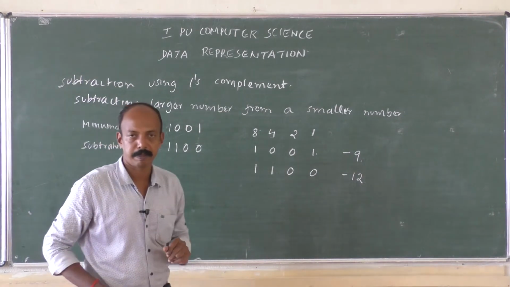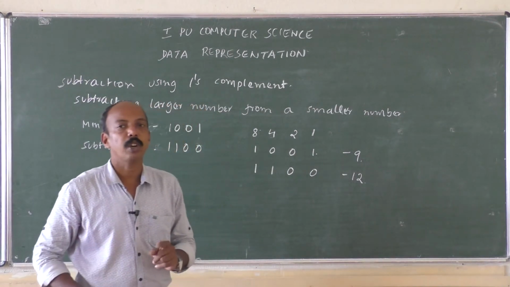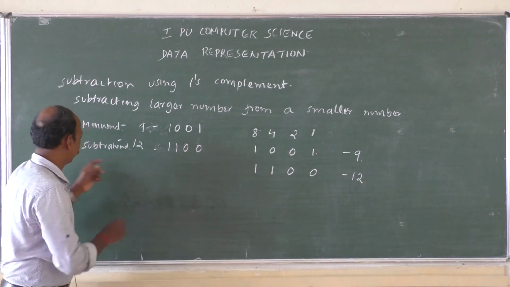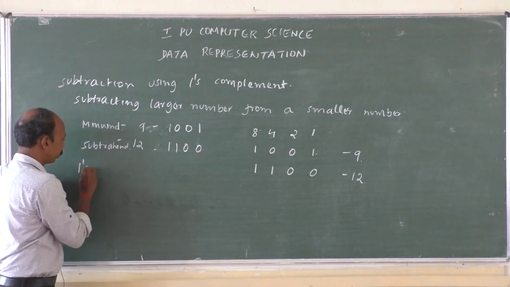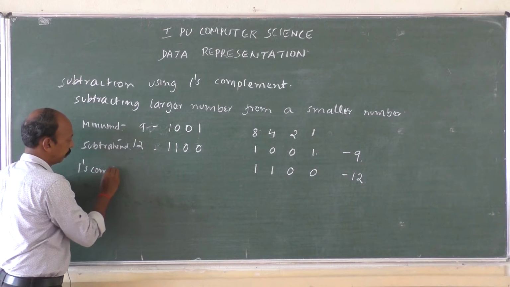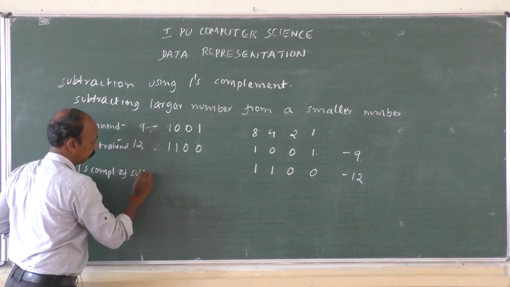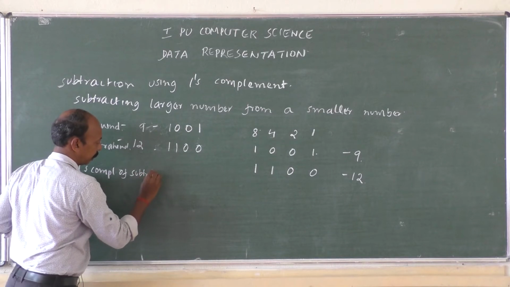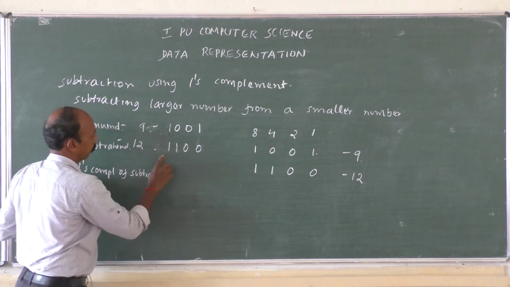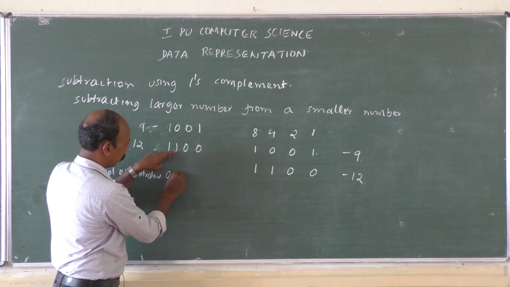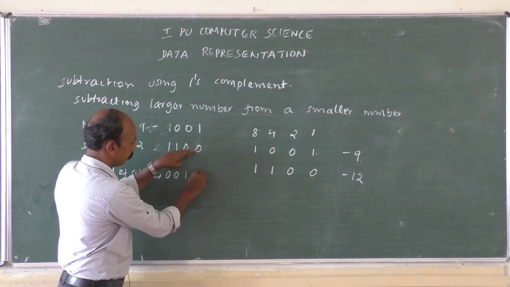What is the next step? Take 1's complement of the subtrahend, the number which has to be subtracted. So 1's complement of the subtrahend. What we have to do? Subtrahend is this, take the 1's complement. 1 becomes 0, 1 becomes 0, 0 becomes 1, 0 becomes 1.